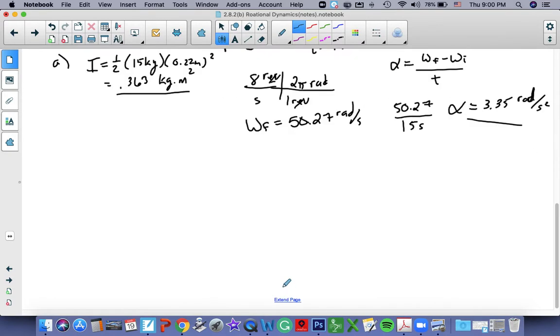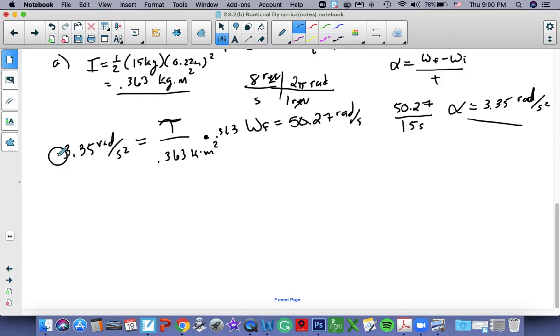So let's use those in our formula now. So moment of inertia, angular acceleration right there. So we have 3.35 radians per second squared is equal to my torque, I'm making a curly tau, divided by moment of inertia, 0.363 kilograms times meters squared. And then how do we get that at the bottom? Just multiply by it.